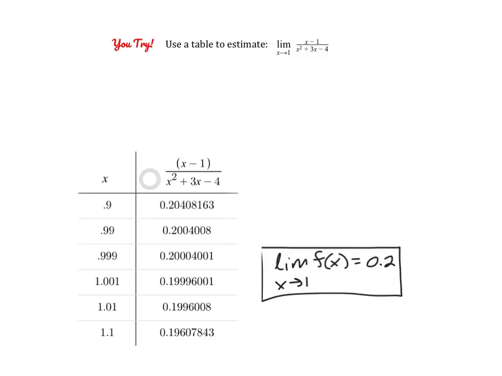Okay, so here you can see I made another table of values using Desmos. Here we wanted to know the limit as x approaches 1, so a few values less than 1, a few values greater than 1, and as x approached 1 from either side, my values converged at 0.2, so that is our limit.